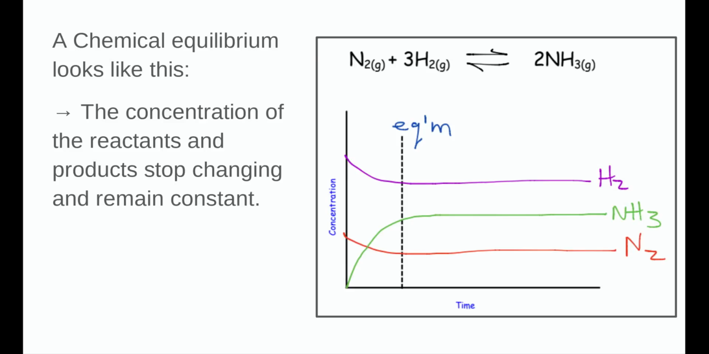So when a system reaches chemical equilibrium, so when the forward reaction and the reverse reaction are both happening, the concentration of the reactants and products stops changing and stays constant. This is a big one here, okay? So I would even maybe highlight that at chemical equilibrium, concentration of products and reactants stop changing. It's consistent.